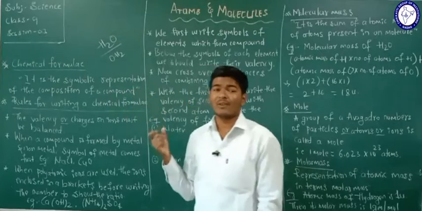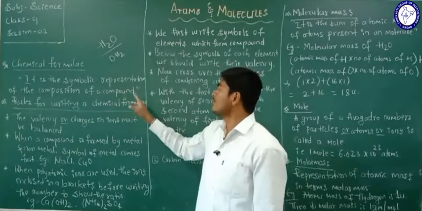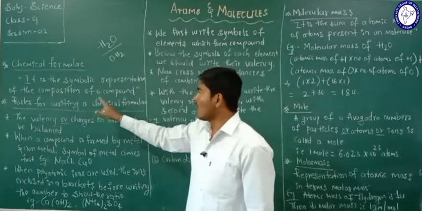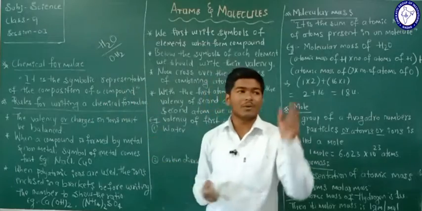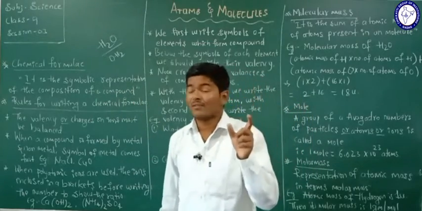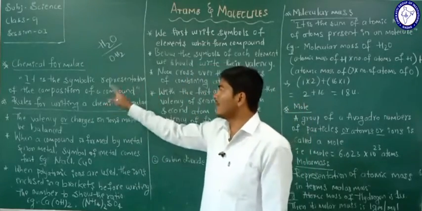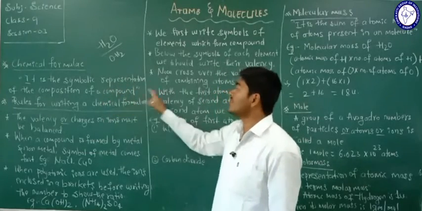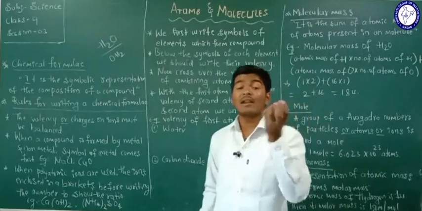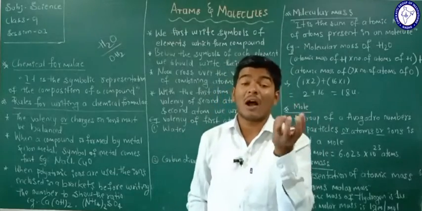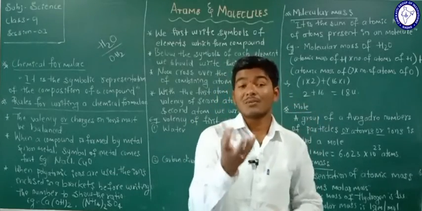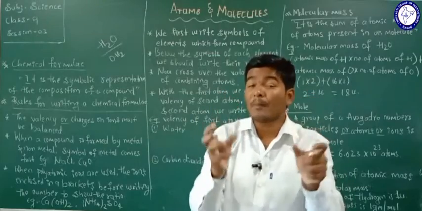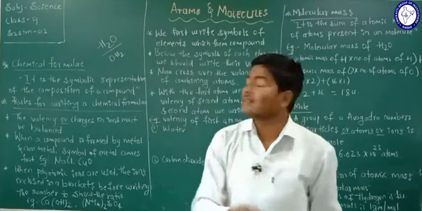What is a chemical formula here? It is a symbolic representation of the composition of a compound. You have to remember here what is a chemical formula. Chemical formula is nothing but a symbolic representation of the composition of a compound. It symbolically represents how much amounts of the atoms are present in a compound.